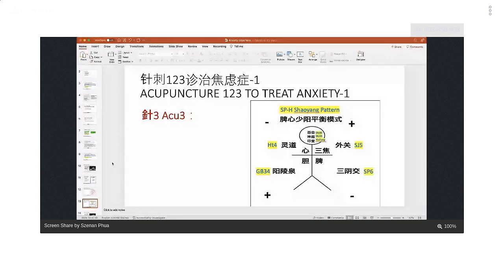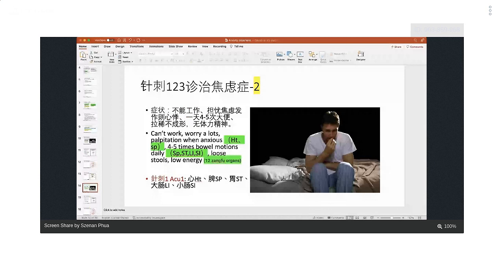Okay. Thank you for replying. I'll show you the next one. So same as acupuncture 1, we want to locate the sick organ or sick meridian. The condition is totally the same. So which means for this patient, I have another strategy for it. It's in here. Now, palpitation when anxious is still heart and spleen.